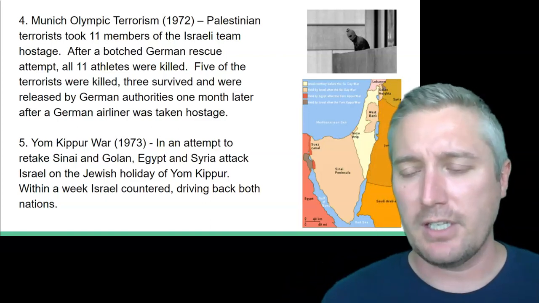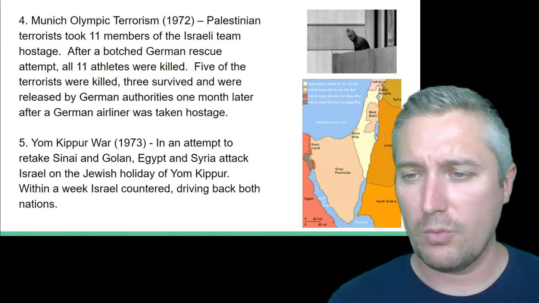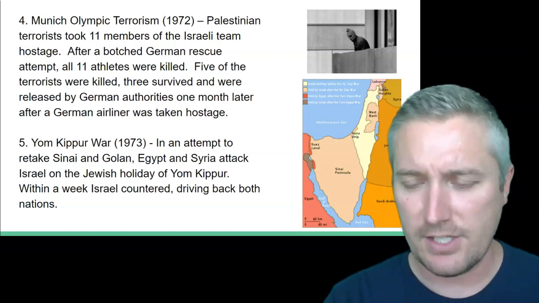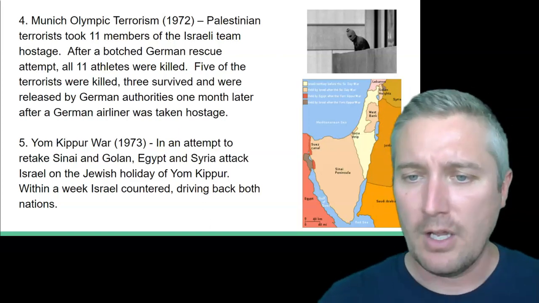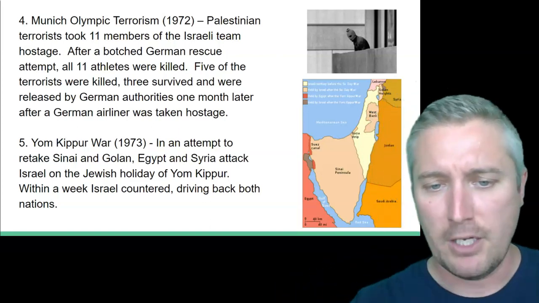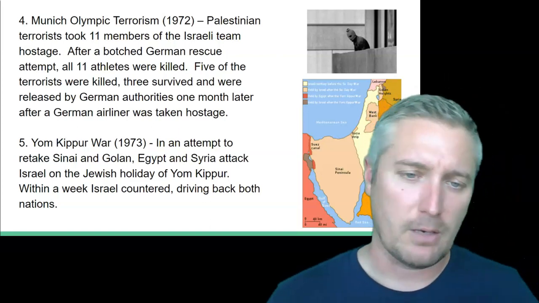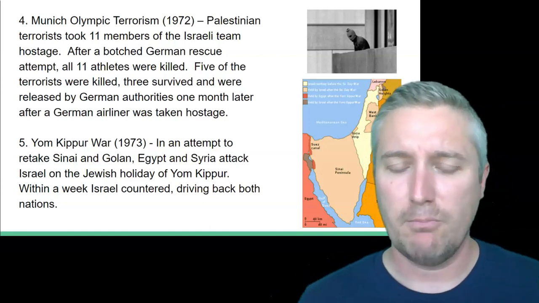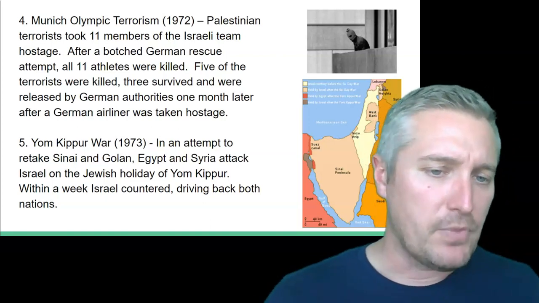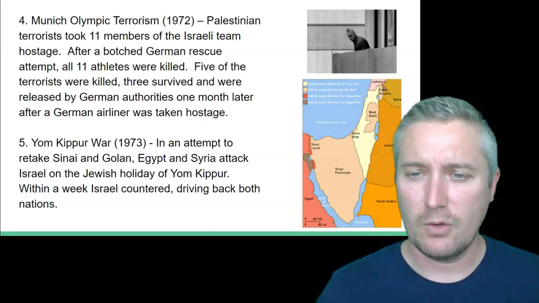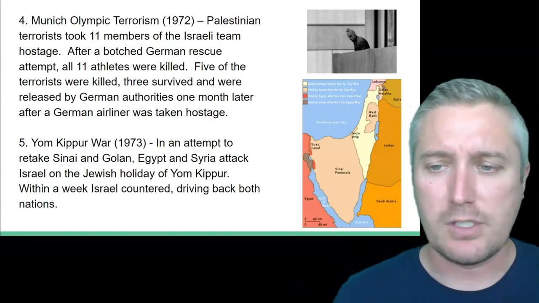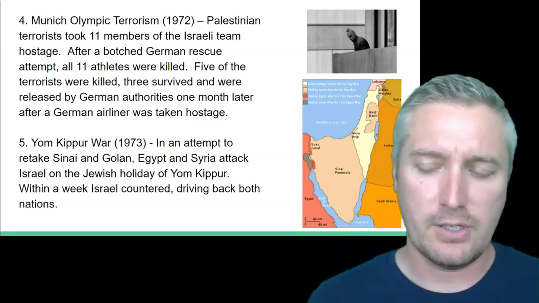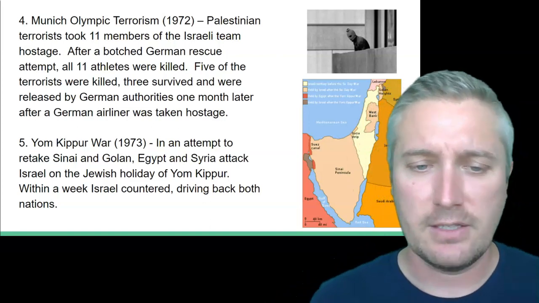So you can see all the land that they gain. Once again, we see another war in which basically Israel has been attacked in this situation, but yet they've come out kind of the victors. They end up driving both of those Arab nations back and even taking more of their land. So the Yom Kippur War, which I did not mention, was launched on Yom Kippur, which is one of the holiest of holidays in the Jewish calendar.